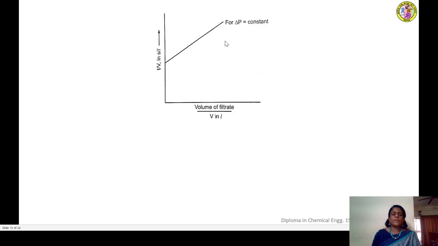So this is how you get a plot. When you plot t by v versus v, you get a straight line like this. The line has a slope of kc by 2 and the intercept will be 1 by q naught. So by knowing that, and also by using equations 13 and 14, both cake resistance and the filter medium resistance can be calculated.